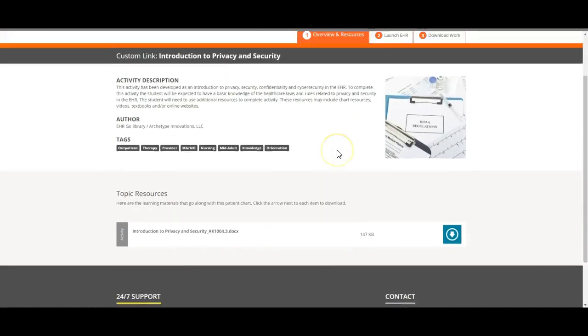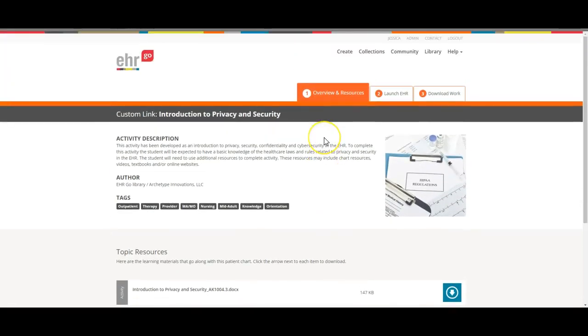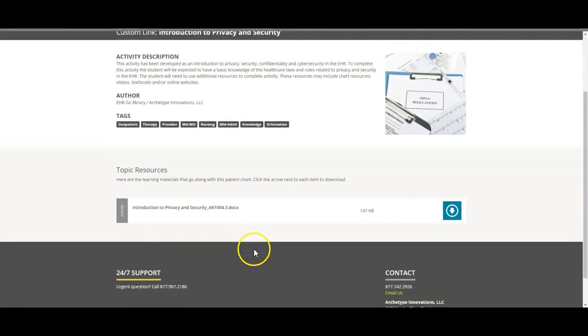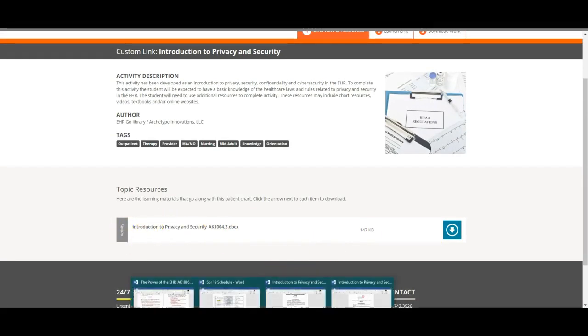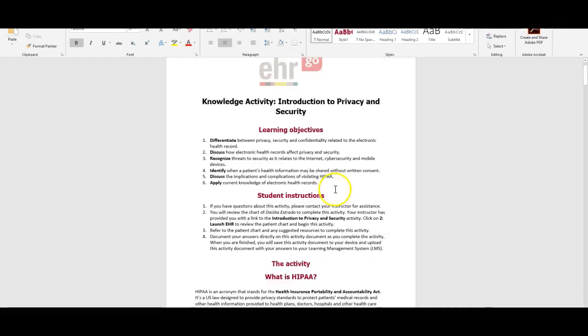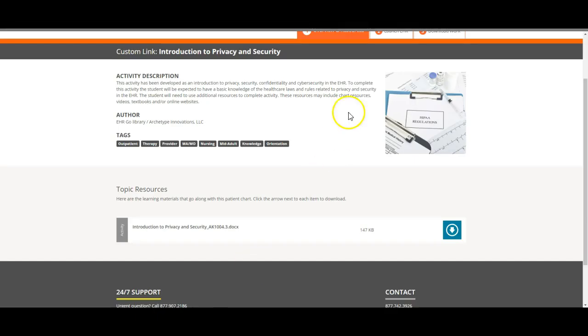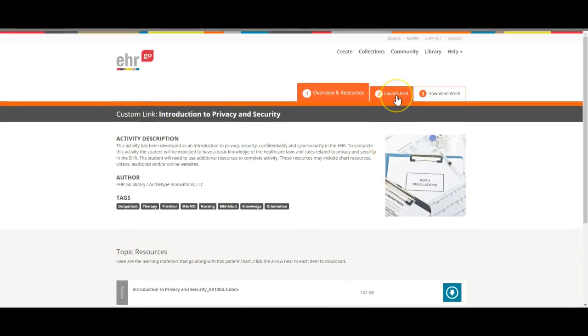And the first thing that you do, remembering that when you are launched into the EHR Go website, you always do the steps in order. They're numbered 1, 2, 3 for a reason. So you first do all of the things on step 1. So you're going to download this activity, which I've already done. I have it here. We're going to go through that in just a second. And then you will launch the EHR and then download your work.